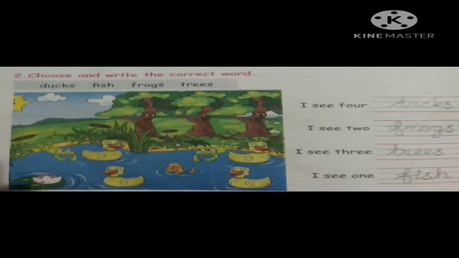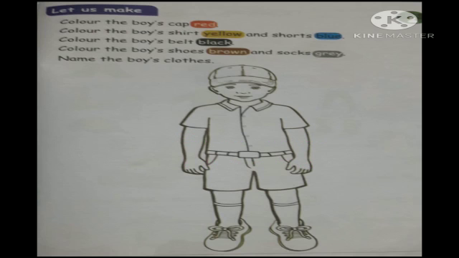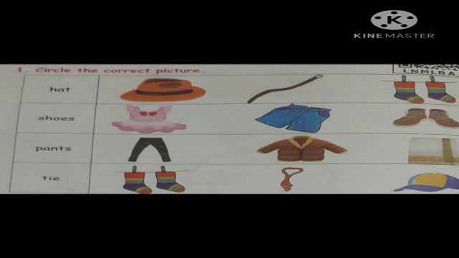Next, come to the next page. Page number 103. This is homework for you. Next, page number 104. Here some things are given. Circle the correct picture for the particular word. Hat, shoes, pants, tie.